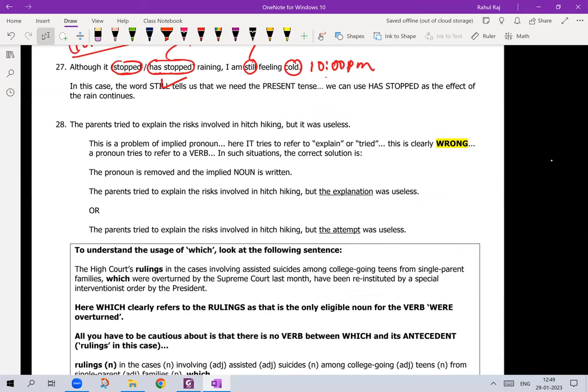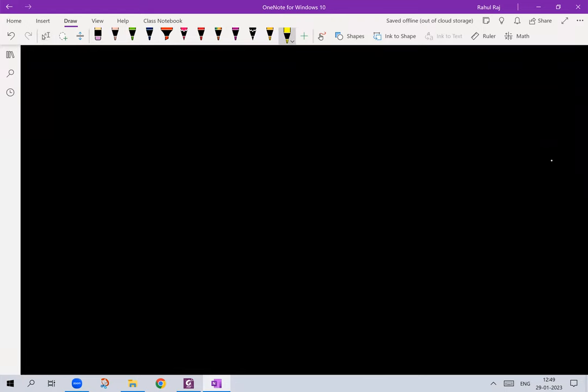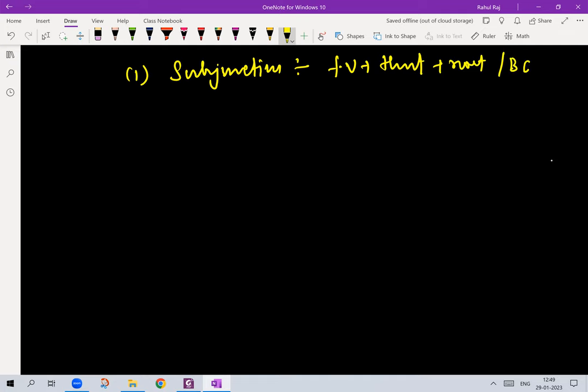Now, what I have told you, there are four constructions that we have to study. The first was subjunctive. I'll write it so many times so that you remember. And subjunctive is what? Futuristic verb plus that plus root form of the verb or be. This is subjunctive construction. The second construction that we are studying is an abstract noun construction.